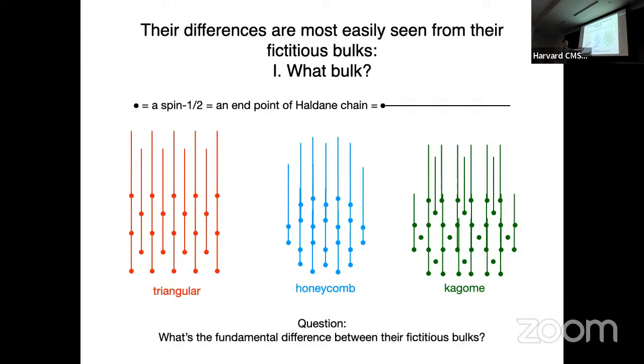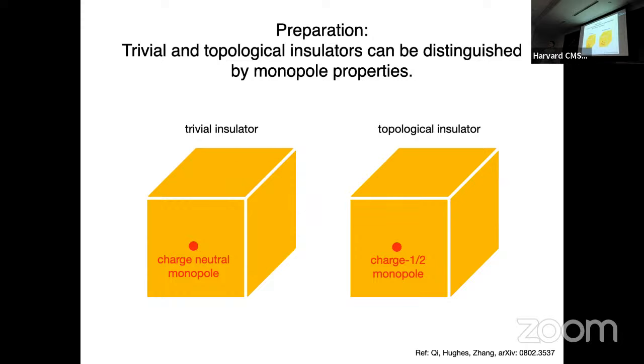So now the question is, what's the fundamental difference between these bulks? It turns out this aspect can be much easier to understand. To understand this, let's first go one step back and prepare ourselves by thinking of a more familiar example. This is the example of 3+1 dimensional trivial and topological insulators. So these are all 3+1D systems.